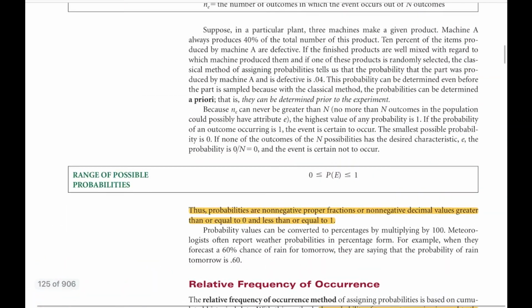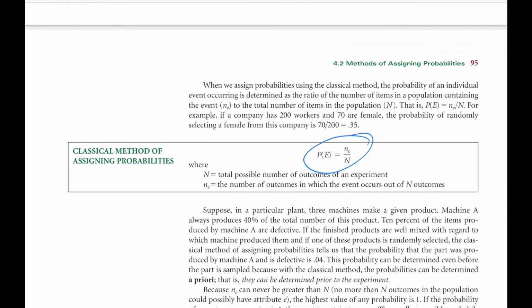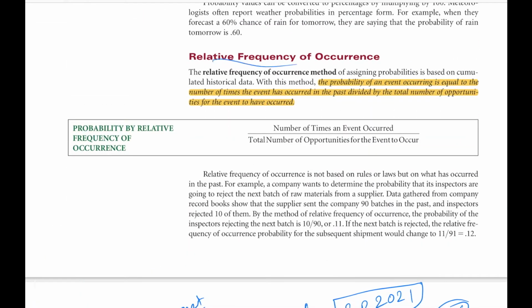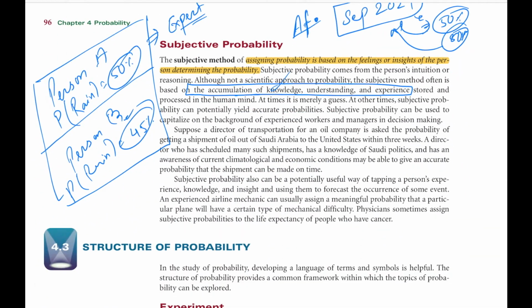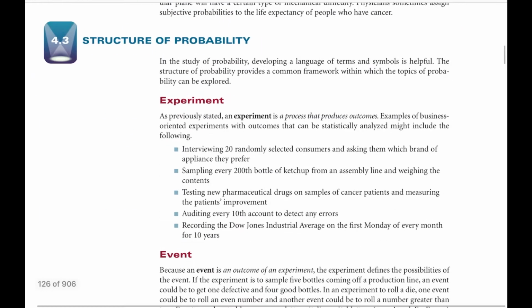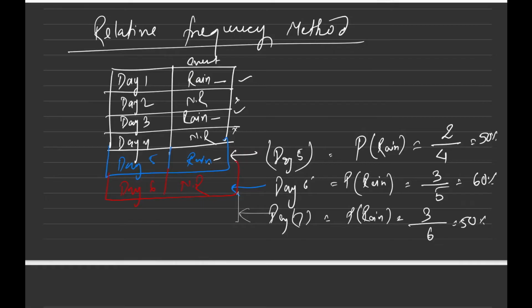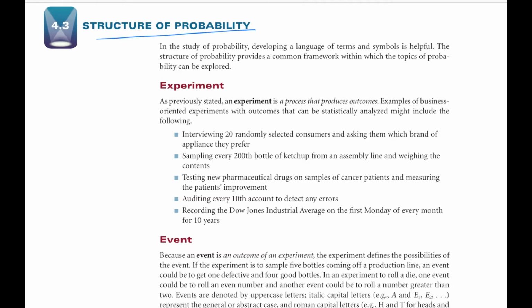Okay, so if you have the data points, you definitely calculate using the classical method or the relative frequency. But if you are an expert, like in the case of Afghanistan, you will use a subjective probability. Now these are the three kinds of probabilities that we had studied. Now let's try to understand the structure of probability.